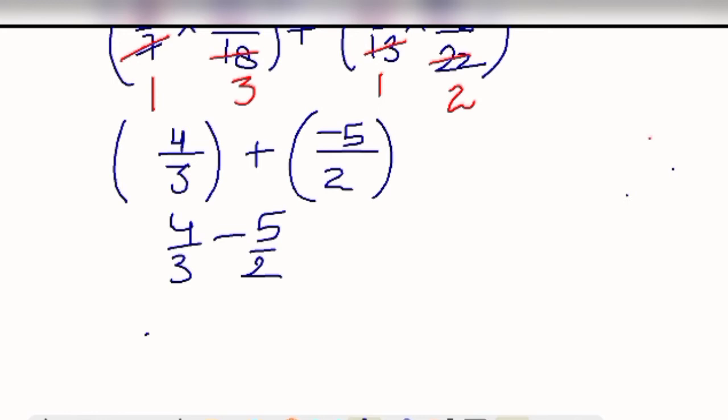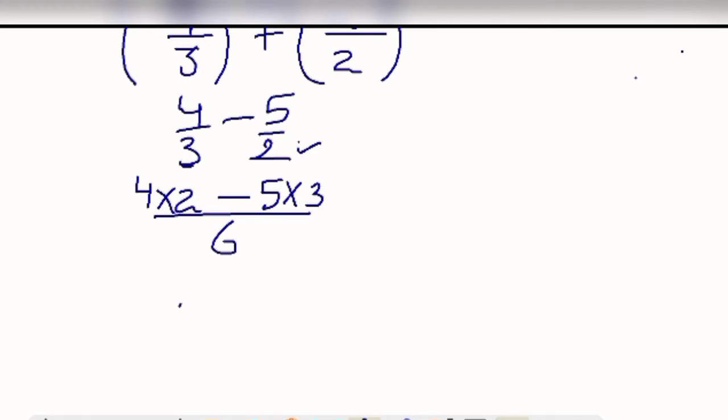Take the LCM of these denominators. LCM will be 6. To make this 3 6, with which number you will multiply it? You will multiply by 2 because 3 2s are 6. So multiply this numerator by 2. Minus, to make this 2 6, you will multiply it by 3. 2 3s are 6. So multiply this numerator by 3.